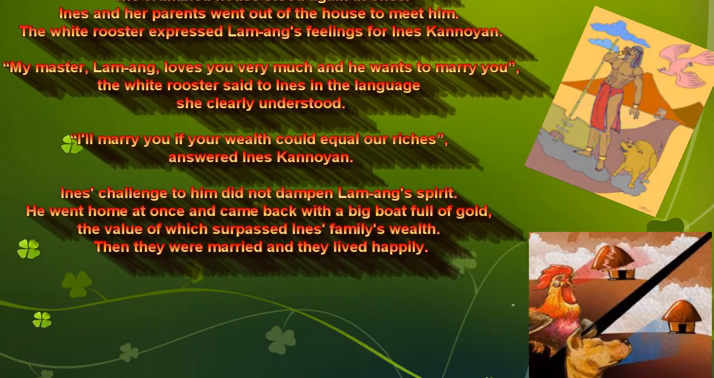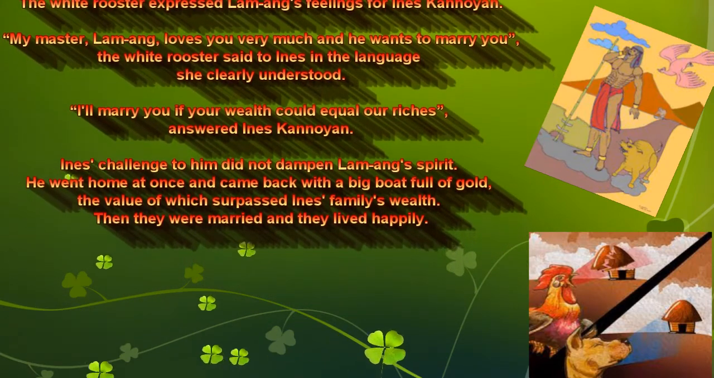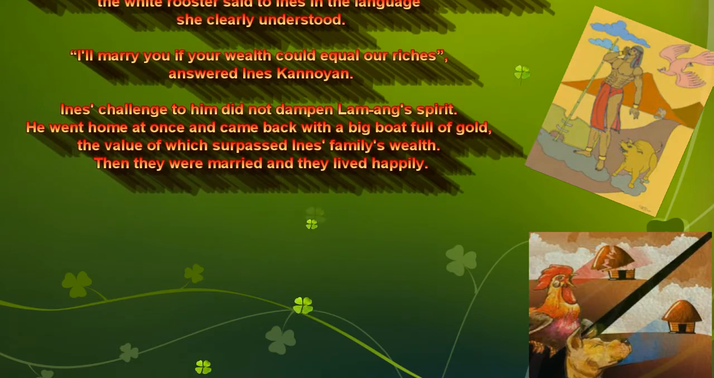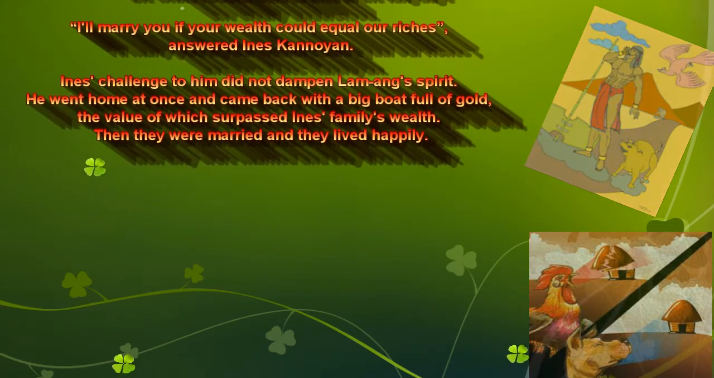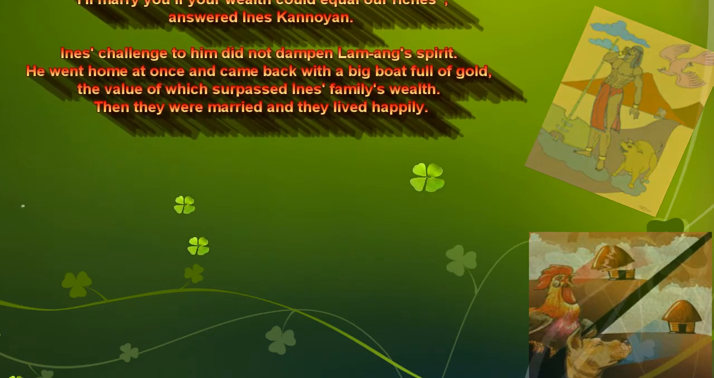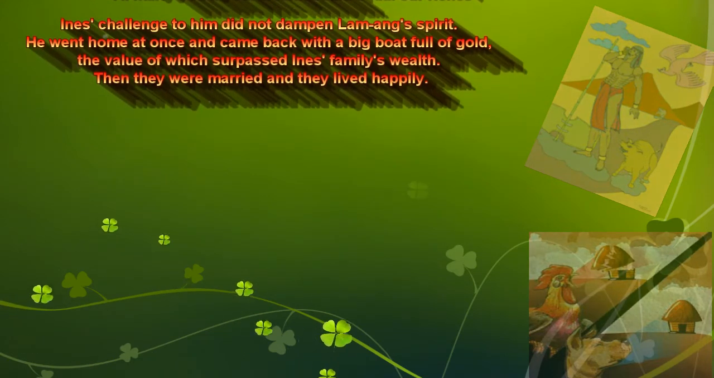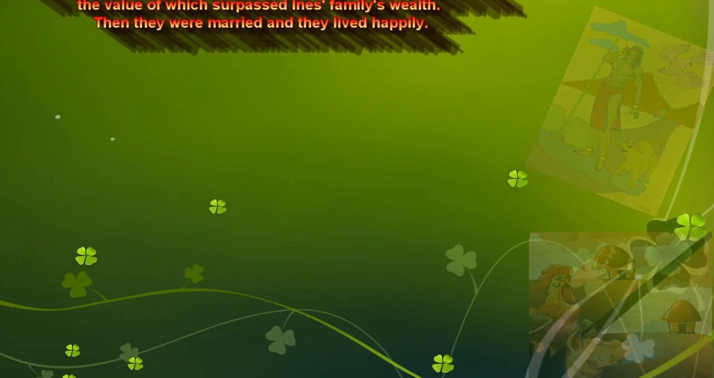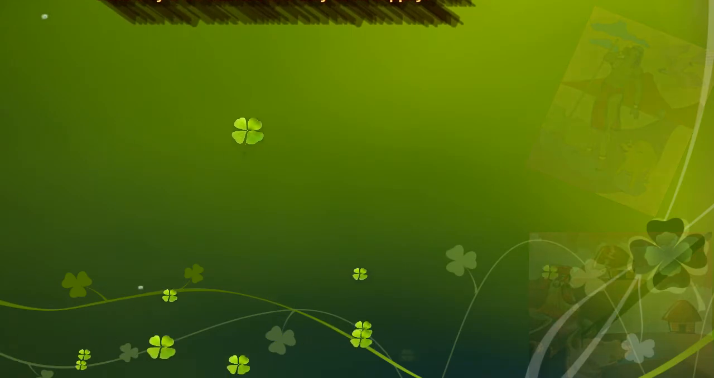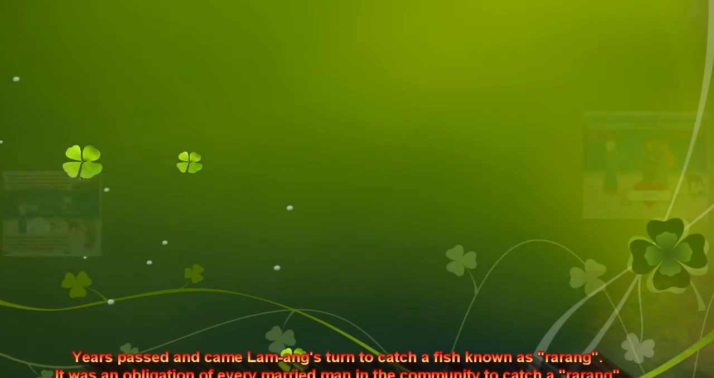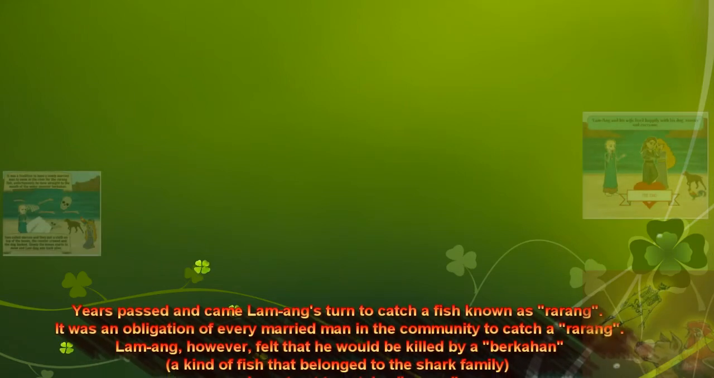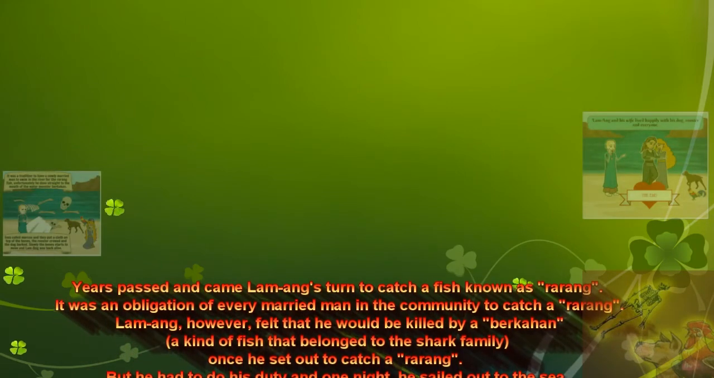"I'll marry you if your wealth could equal our riches," answered Ines Kanoyan. Ines's challenge to him did not dampen Lam-ang's spirit. He went home at once and came back with a big boat full of gold, the value of which surpassed Ines's family's wealth. Then they were married and they lived happily. Years passed and came Lam-ang's turn to catch a fish known as a rarang. It was an obligation of every married man in the community to catch a rarang.